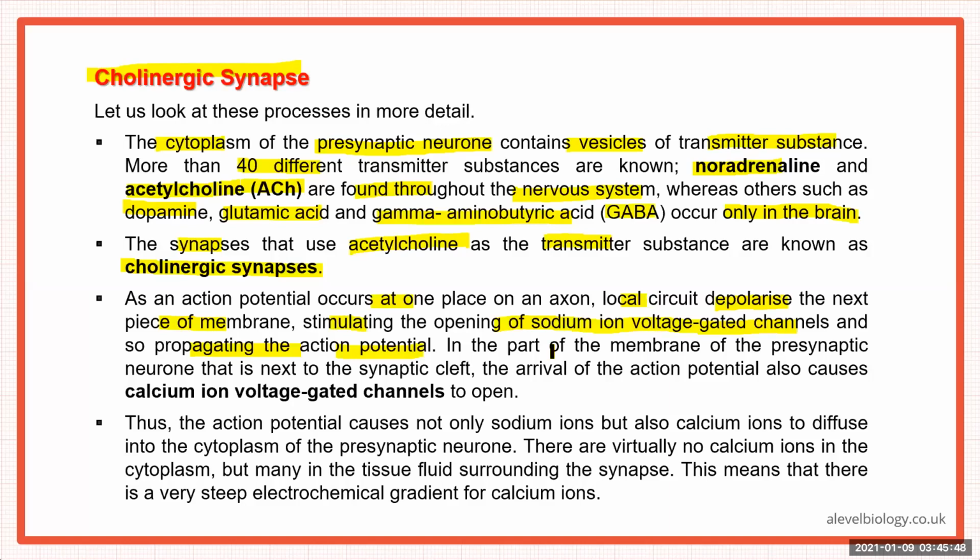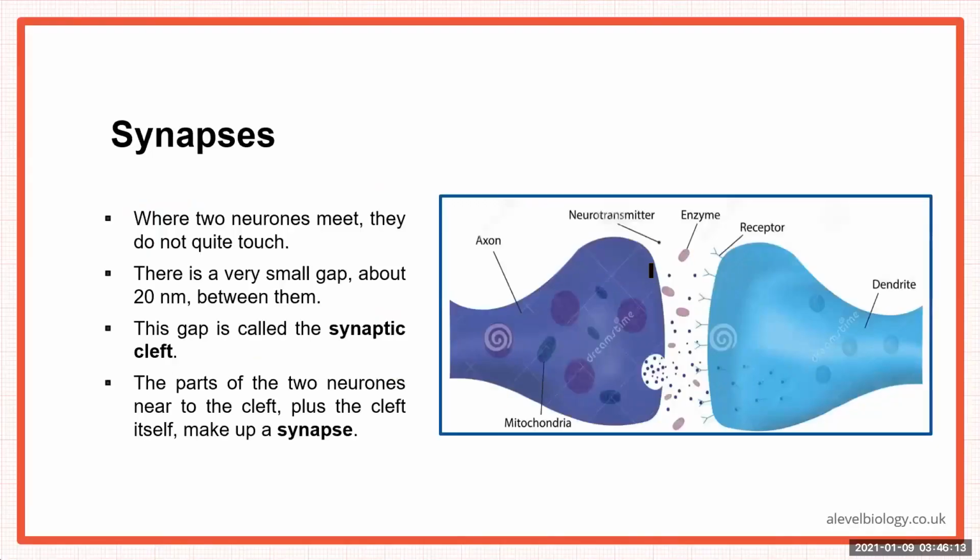Now, what is different in this part of the membrane is that in the part of the membrane of the presynaptic neuron that is next to the synaptic cleft, the arrival of the action potential also causes the voltage-gated calcium channels to open. This is what is different here. As the voltage-gated sodium channels open, voltage-gated calcium channels also open at this part, as the action potential reaches here. So along with voltage-gated sodium channels, voltage-gated calcium channels also open, and through them calcium moves inside.